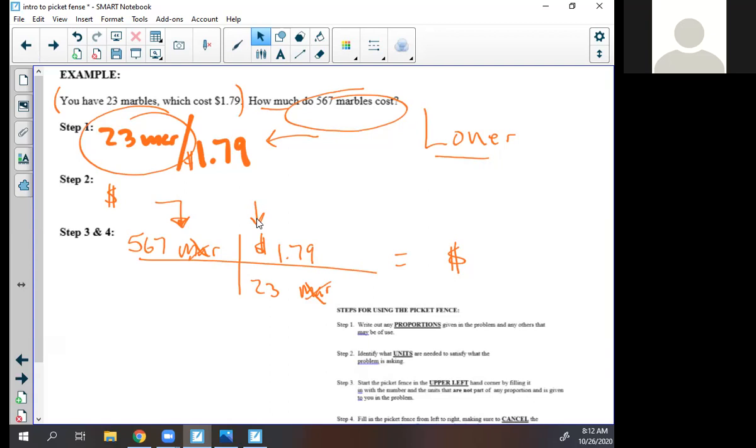So math-wise, you'll all need a calculator today. You can use your phones, as long as you're not using your Snapchat calculator or your Among Us calculator.